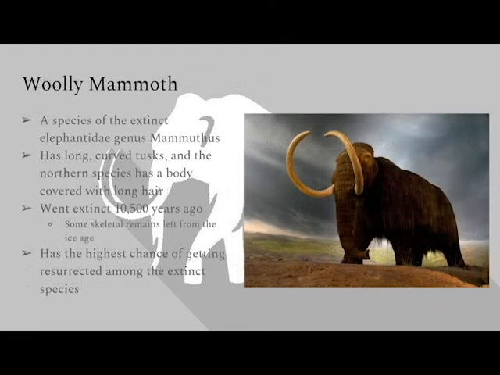Our project is the resurrection of the extinct species woolly mammoth. The common feature a mammoth has is long, curved tusks, and the northern species has a body covered with long hair. The mammoth went extinct 10,500 years ago, but there are some skeletal remains left from the Ice Age. The mammoth is one of the species that have the highest chance of getting resurrected among the extinct species.